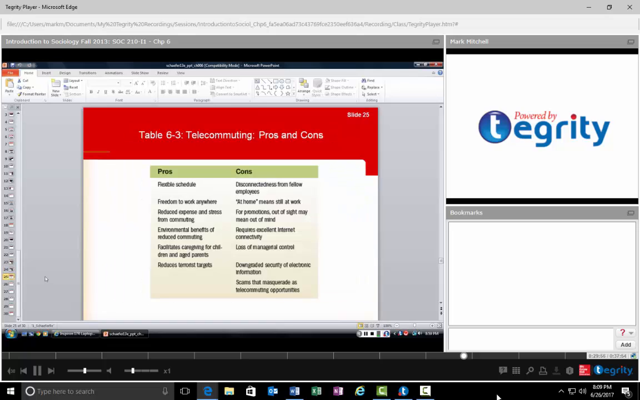All right, so here's some pros and cons, kind of a summary here of the telecommuting and the electronic communication. So there's one that I mentioned earlier under the cons. It's the second one, at home, right there, means still at work. So you have to find a time when enough is enough, and you'll pick up the rest tomorrow. I've had that struggle myself.